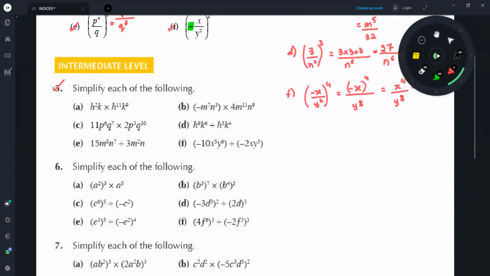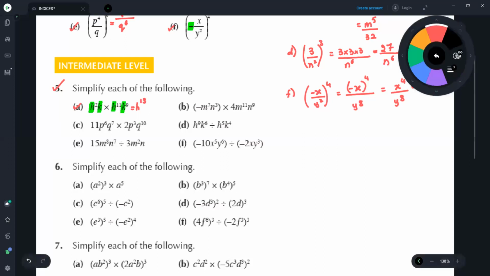Now, question number 5a, h2k into h11k. So I can identify the bases. The bases are h and h. Then I have k and k, yes? Now, can I say h is actually h to the power 13? Yes or no? 2 plus 11. Yes, sir. And then with k, it's going to be k to the power 10? When there's no power, there's always a power 1, and then 10. Perfect. Very good. Now we move on to part B.